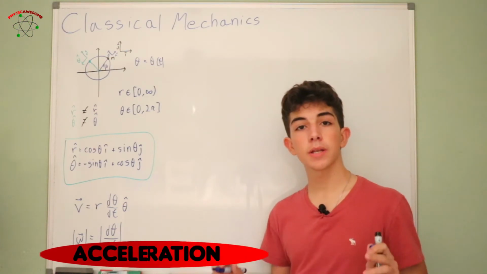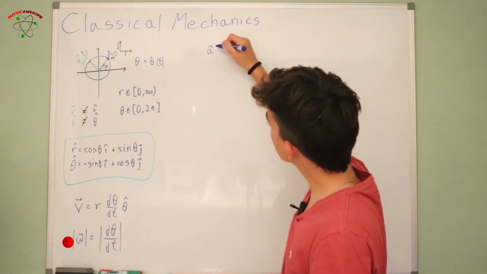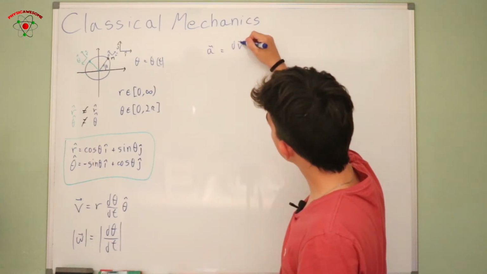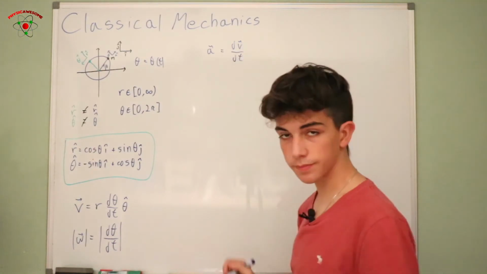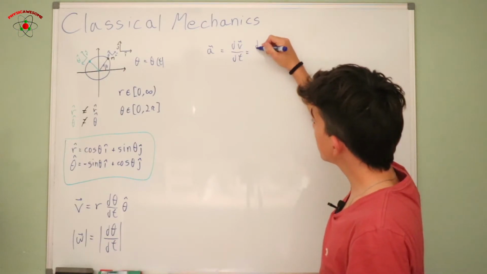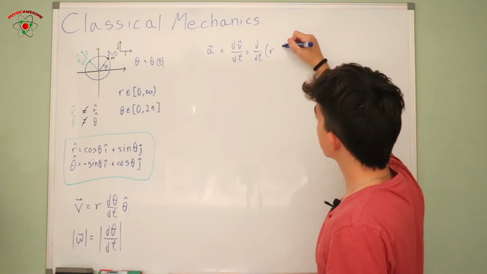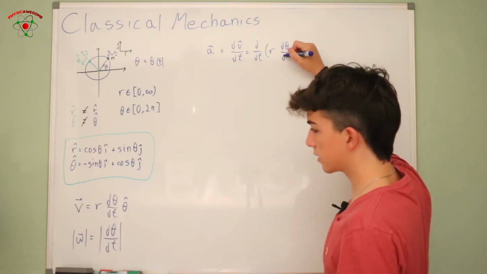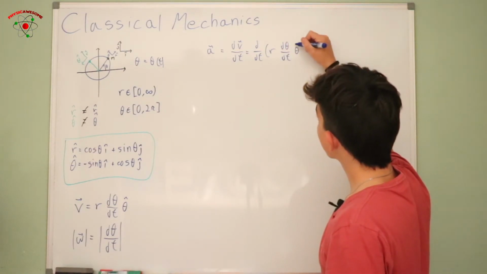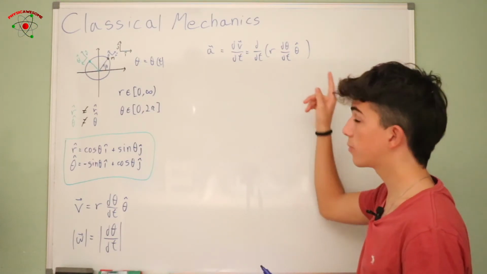Let's first examine our usual acceleration, that is a equals dv dt. Then this will be d/dt of r times d theta dt times theta hat. So we're going to have three components.